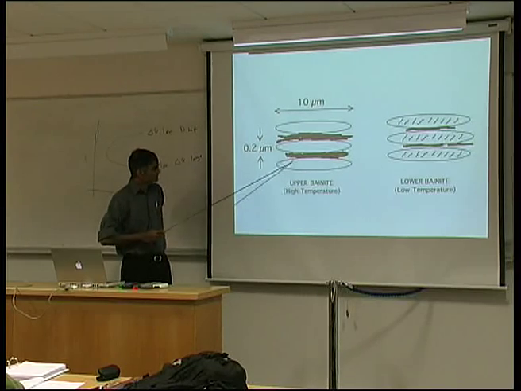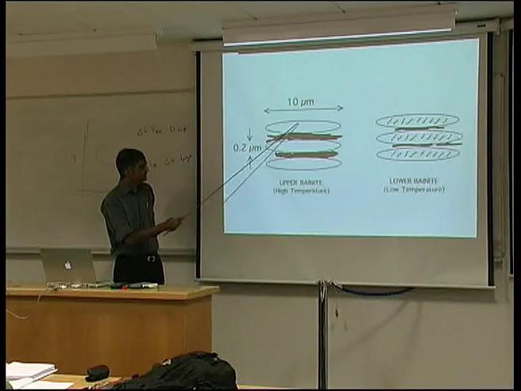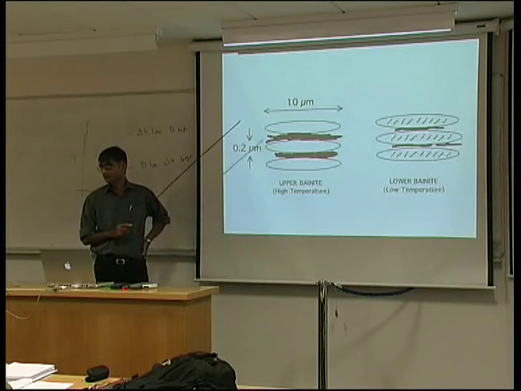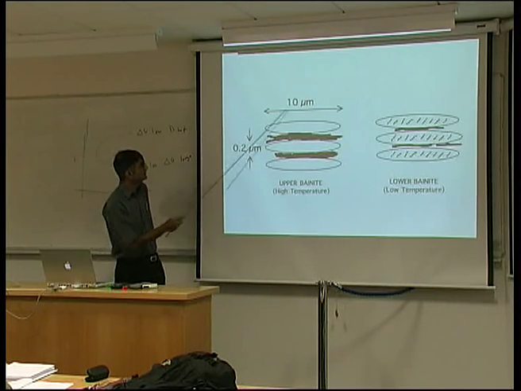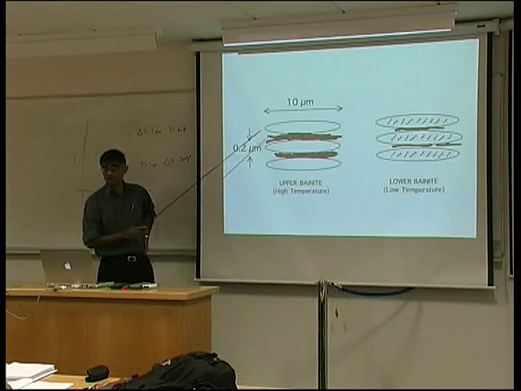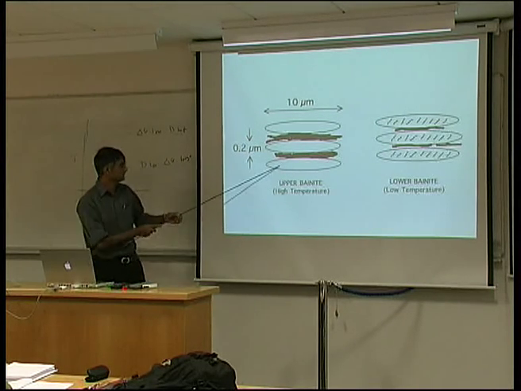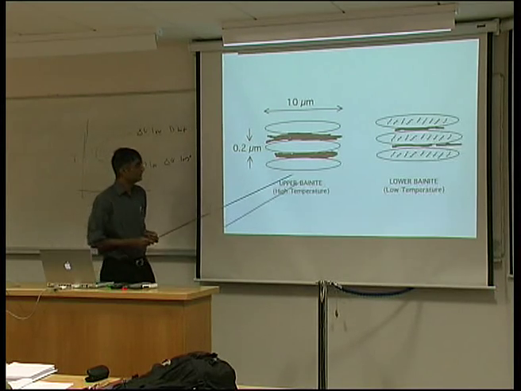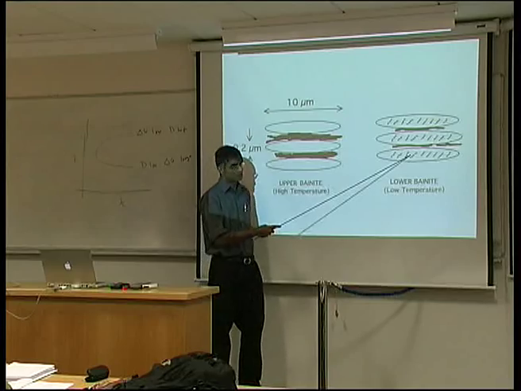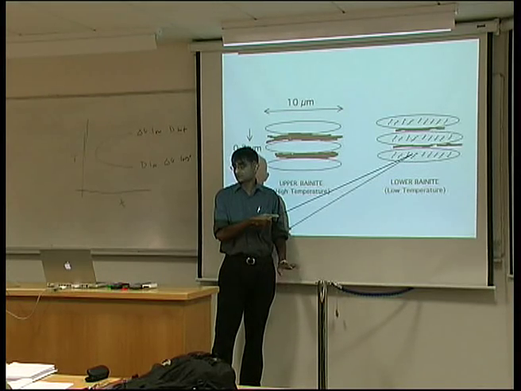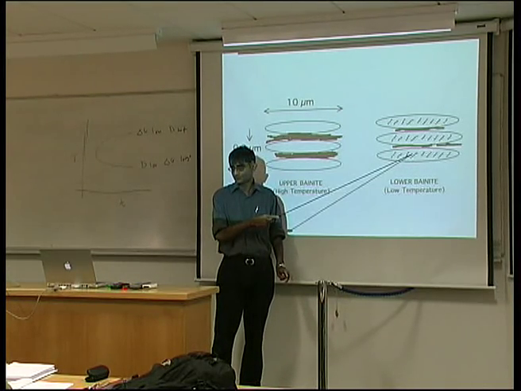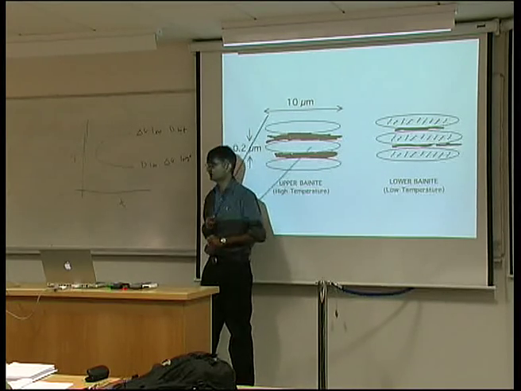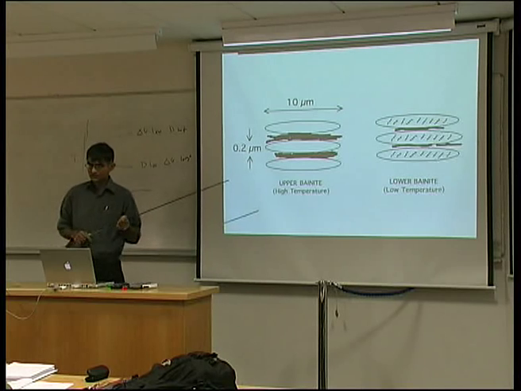Upper bainite consists of these very fine platelets of ferrite, separated by regions of cementite. And the scale is indicated here. Each platelet is of the order of 10 micrometers in size and a fraction of a micrometer in thickness. Lower bainite, by contrast, also has cementite precipitation inside the plate of ferrite. So obviously the amount of cementite that forms between the plates is smaller because there's the same concentration of carbon.